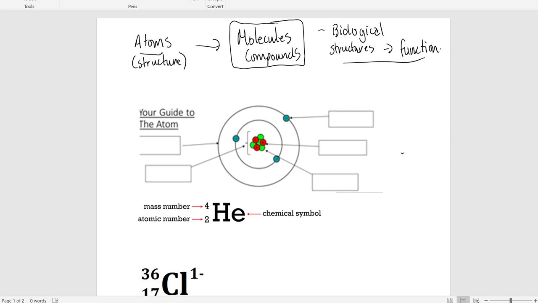Here's our guide to the atom. And so if we go around this starting from the inside, if you remember, this structure is the nucleus, and that nucleus is made up of these red subatomic particles, which are protons, and those protons carry a +1 charge. And the nucleus is also made up of these green circles, which are neutrons, and those neutrons carry no charge, but that's our nucleus.